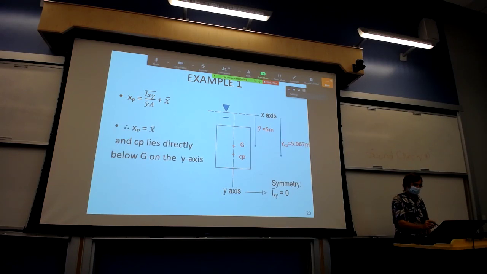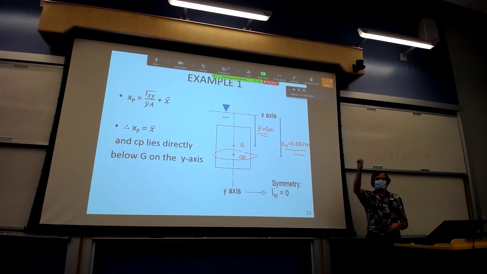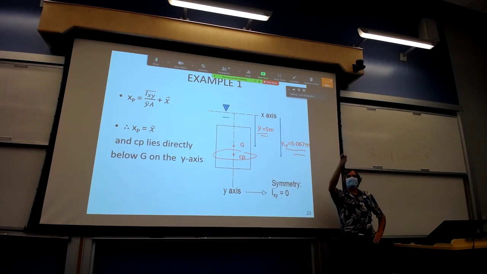Here we go. So ignore the left-hand side on the X first. What we just found is Y bar is 5 meters, and YCP is 5.067 meters. If we're now looking at the lateral location of where CP resides, we're going to put the y-axis, as we said early on, right through the center of area. When you do that, you ask yourself the question, is that an axis of symmetry? Yes, it is. For a rectangle, it's an axis of symmetry.